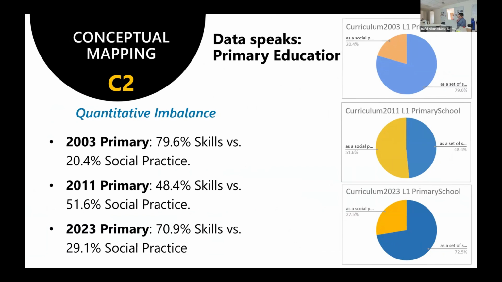First, looking at primary education. In 2003, 80% are skills and 20% social practice, expected for that time. In 2011, we saw a massive shift, nearly 50-50, a balanced approach. In 2023, we have regressed to 71% skills versus almost 30% for social practice. Despite all the digital buzzwords, the core focus has swung back to the autonomous model.